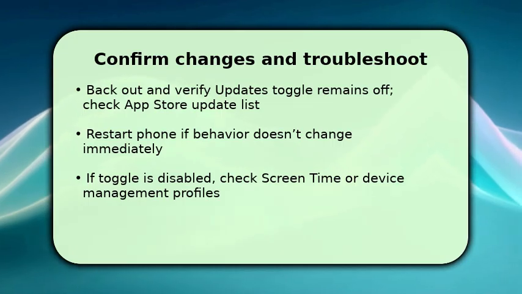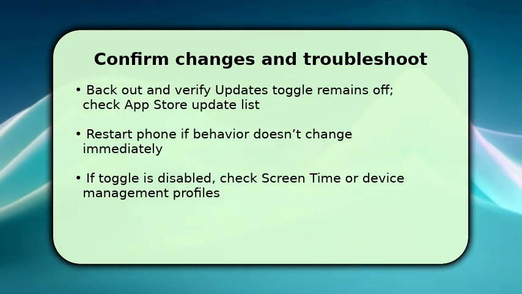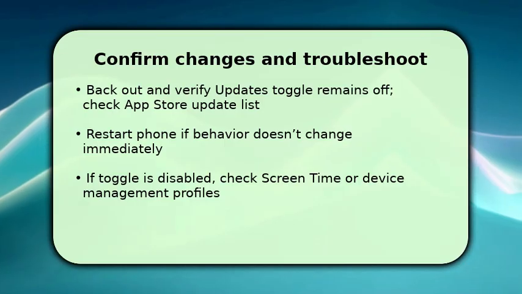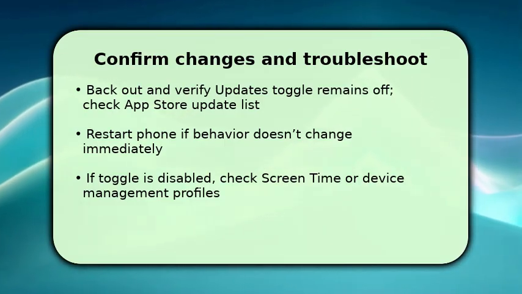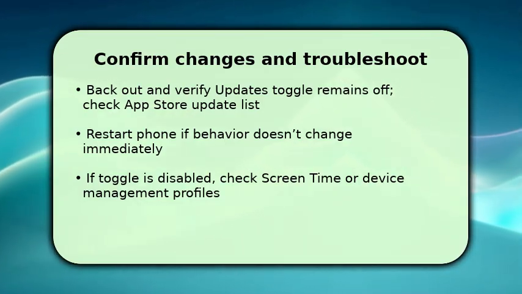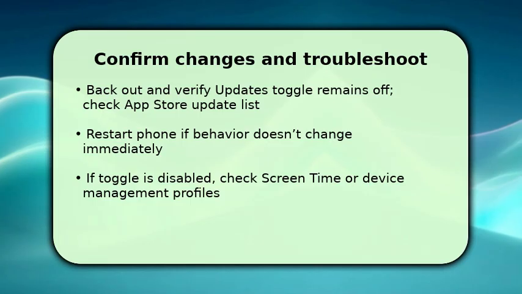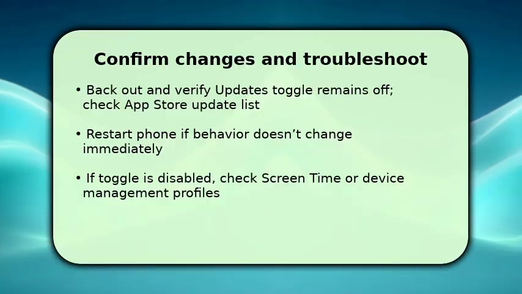If the update switch is grayed out or won't save, make sure screen time restrictions aren't blocking changes and check for any MDM or configuration profiles that enforce settings. Resolving those will restore control so you can manage app updates on your schedule.